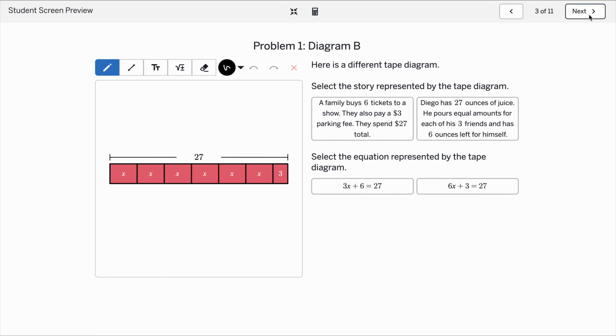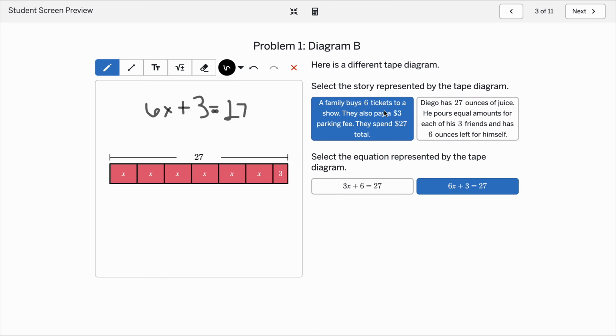So here's the next diagram. Here's another diagram. I have 1, 2, 3, 4, 5, 6 unknowns. So 6 attached to x. Add 3 equals 27. So I find my equal one there, and then I select a story. Well, because Diego had 27 ounces and he split it between 3, I know that's not right. So this one has to be right.